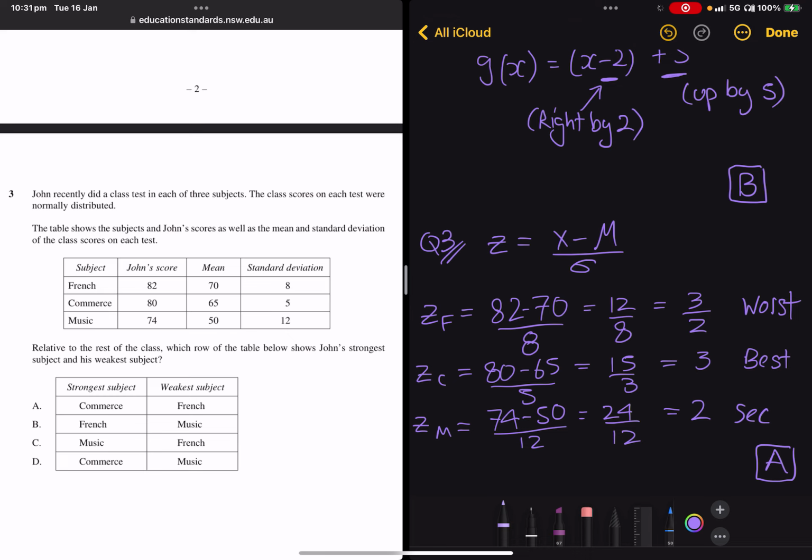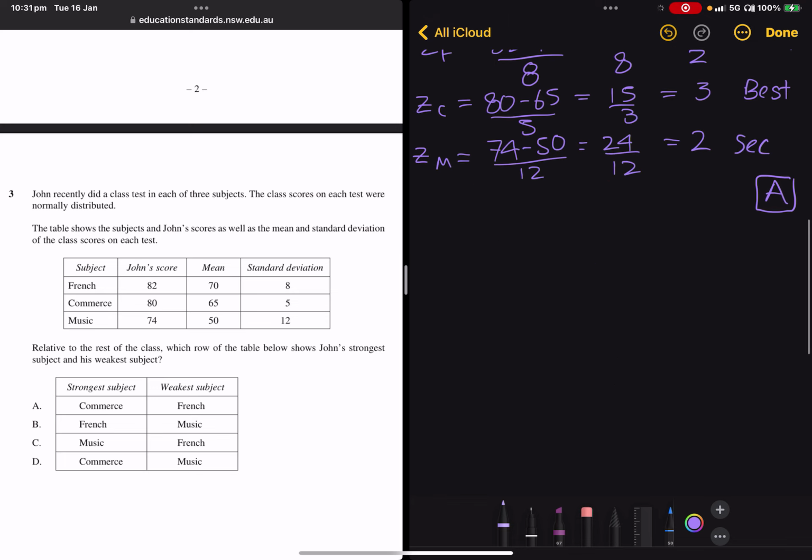Sometimes you can do these without calculating the order, just by looking at them if the numbers are quite simple. It's often best to calculate. So now we'll do question 4.